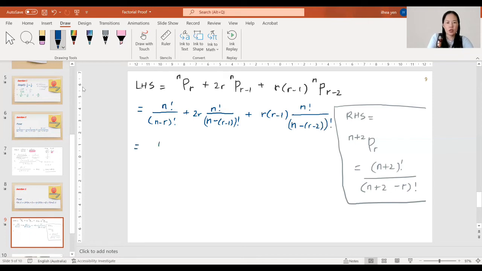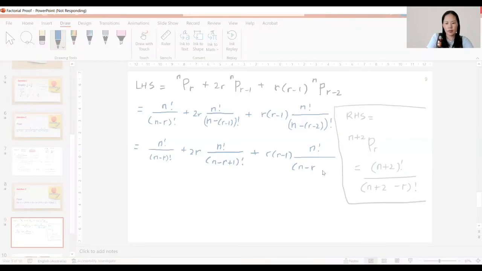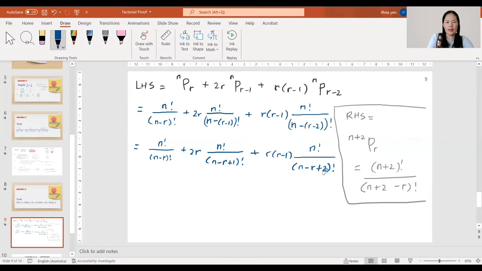We just want to tidy it up a bit. Factorial plus 2r n factorial. Now, if I tidy that up, it'll be plus 1 factorial, r minus 1 n factorial over n minus r plus 2 factorial. Okay, now I'm not going to do all 3 at the same time. I'm going to do the first 2 first, and then later I'll combine whatever I've got from the first 2 with the third one.